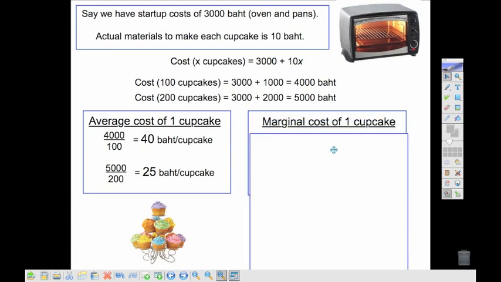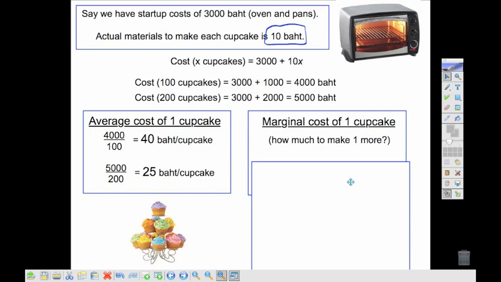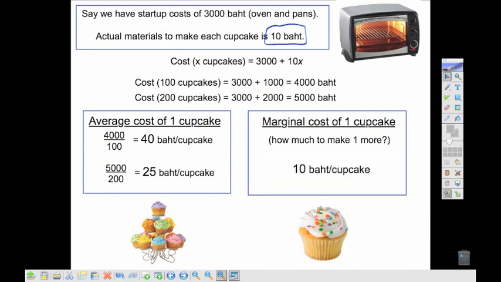On the other hand, marginal cost is looking at the cost of one cupcake. In this particular case, it cost me 10 baht to make one cupcake. So the cost of making one more cupcake is 10 baht per cupcake. There are advantages and disadvantages to using each one. The advantage of using average cost is it helps us see how the cost is going down as we go on. The thing with marginal cost though, in this particular situation, this is a linear function, so it's always going to be 10 baht per cupcake.